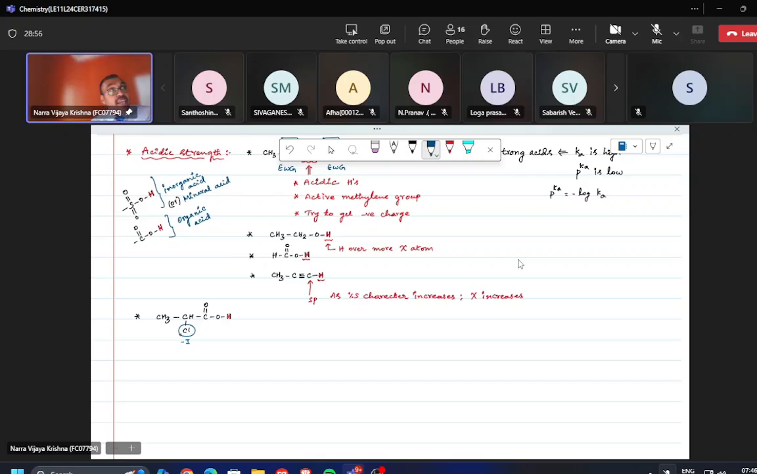This minus I group is enhancing acidic nature or not? Correct? So I am writing that statement. Minus I, minus M groups increase acidic nature. Then what about plus I and plus M groups? They will decrease acidic nature.